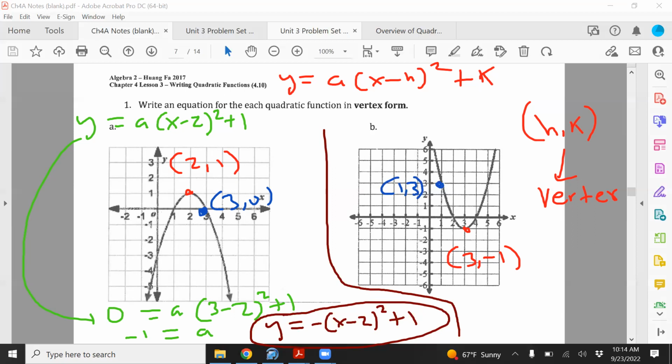So I encourage you guys to plug in points because that's going to be a more universal technique. That'll be applicable to every function you do in this class. So I strongly recommend find an extra point, plug it in for x and y, solve for a.